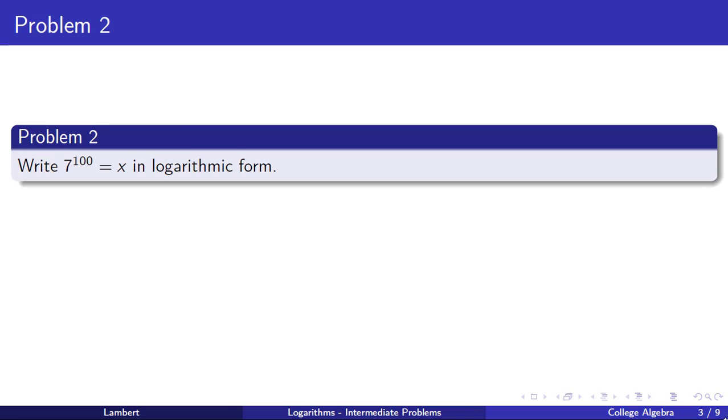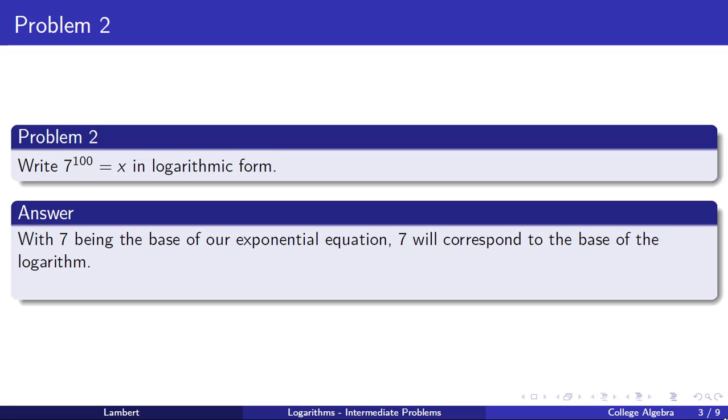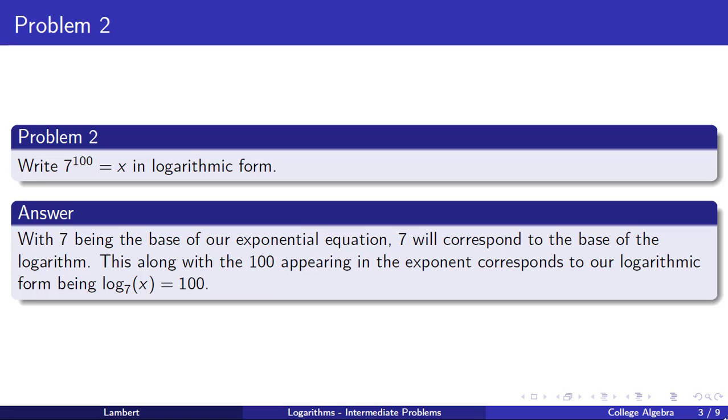All right, so let's move on to another problem. Write 7 to the 100th power equals x in logarithmic form. So notice if we have a base for an exponent, that should be our base for our logarithm. So we have that 7 should be our base for our logarithm. And then on top of that, we have 100 being the exponent, so that should be on the other side of the equal sign when we have our logarithm involved. So that means we end up finishing with log base 7 of x equals 100. That is 7 to the 100th equals x in logarithmic form.